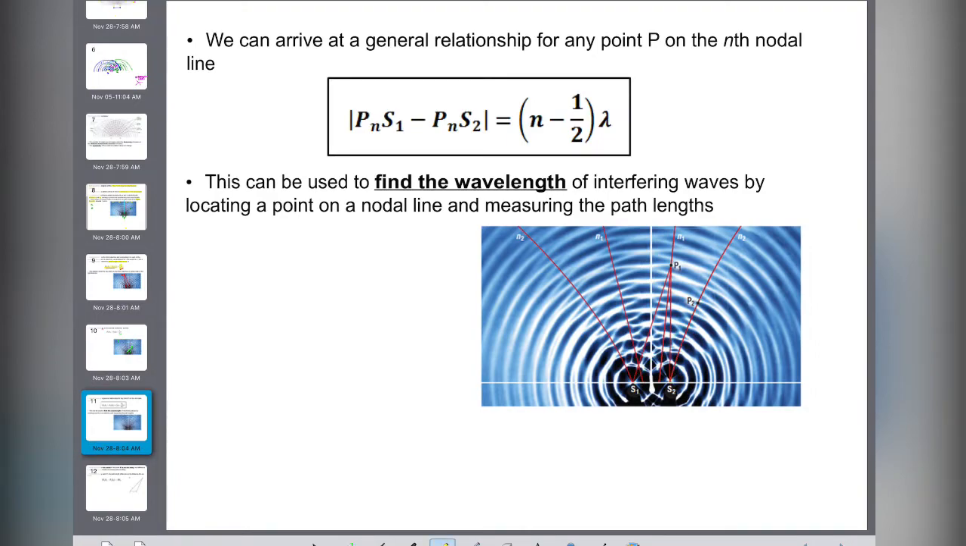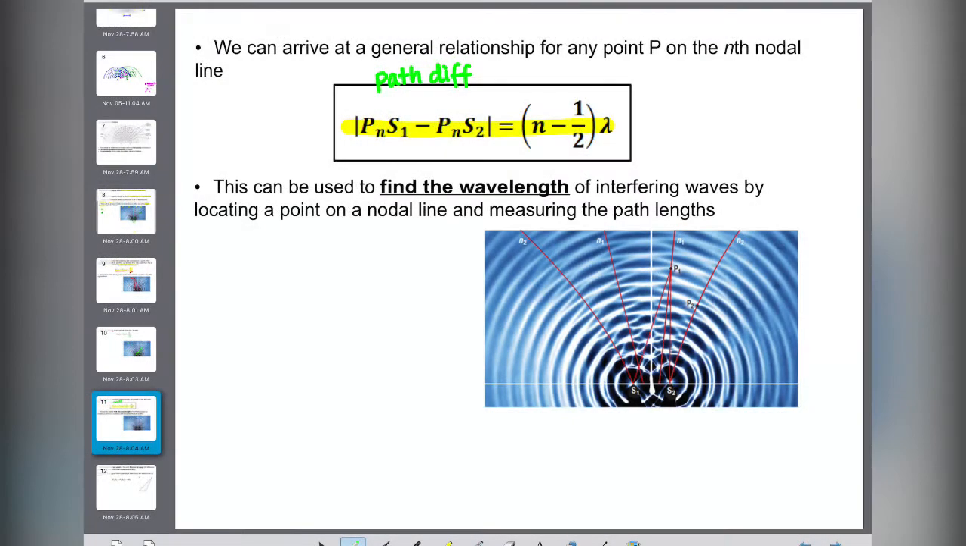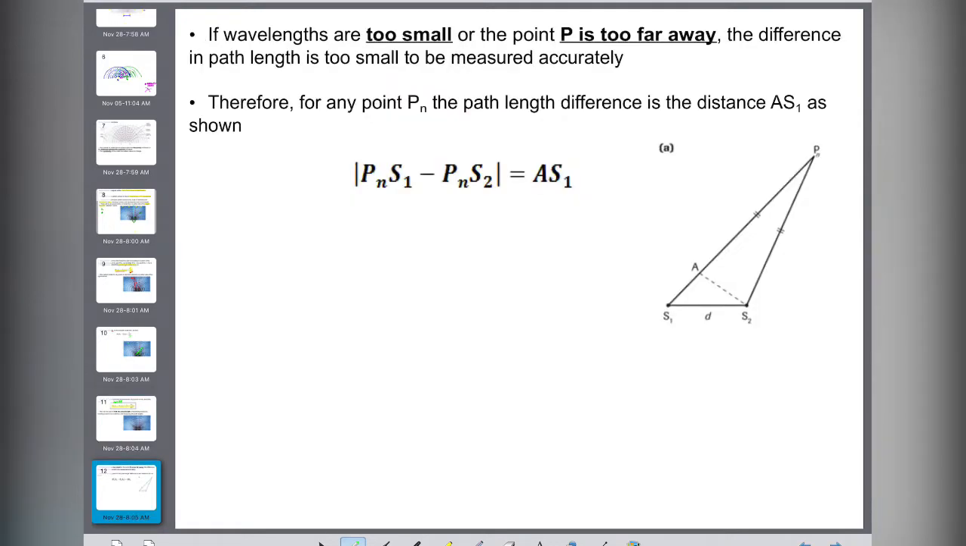And if they repeat it, the pattern that they're noticing is called the general equation, the path difference. So this would be a good general pattern equation to use if the distance from whatever point to the point source is measurable, or the wavelength is measurable. Okay, but then you would run into a situation where the wavelengths are too small or point P is too far away, and the path difference is too small to measure.